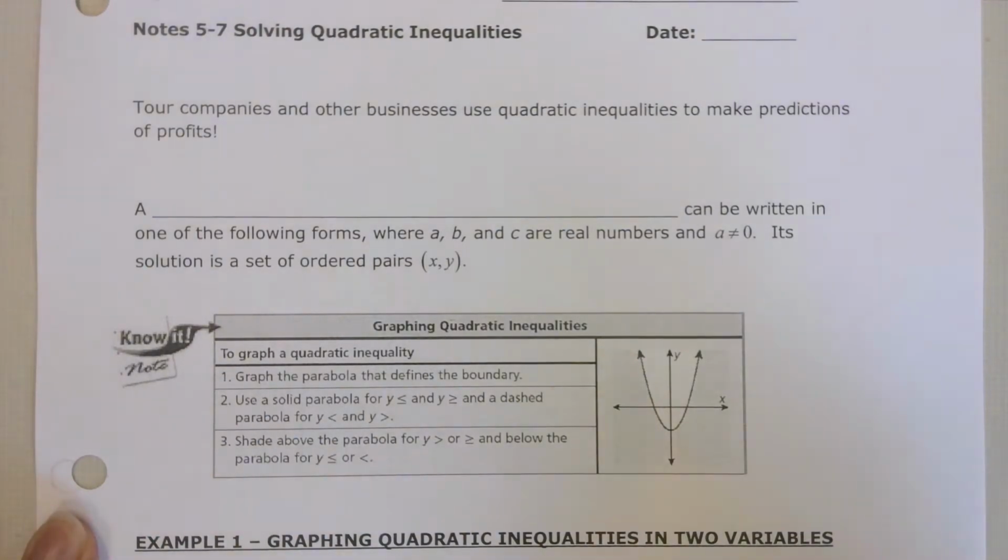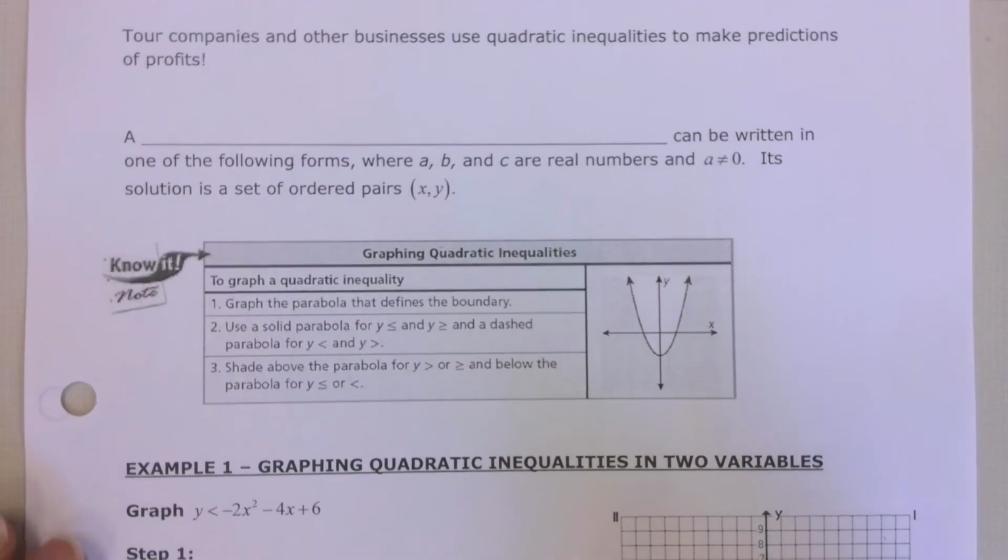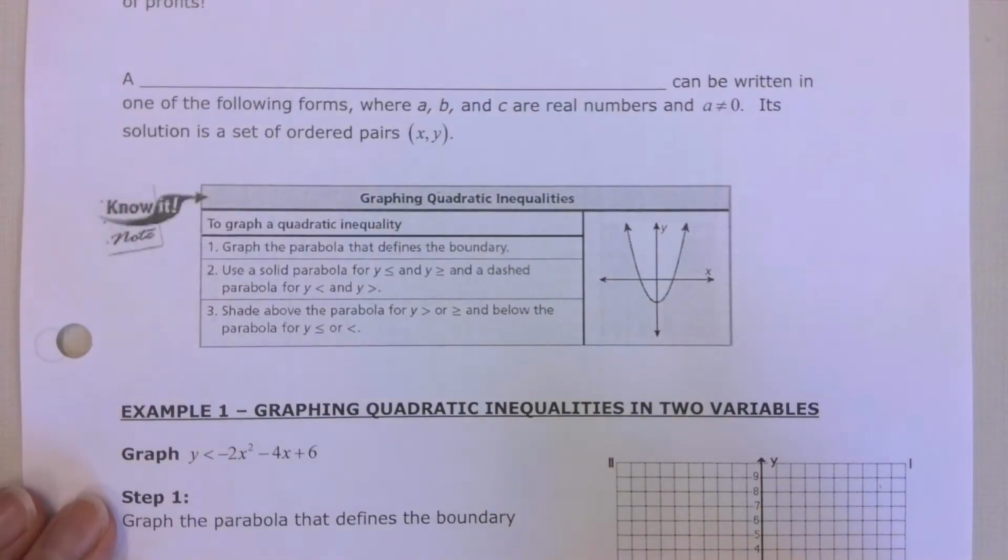All right, today we are focusing on 5.7, solving quadratic inequalities. We are going to look at some examples, and you remember your quadratic inequalities keep all the properties of your linear inequalities, so dashed and solid lines as well as shading. So when we look at this, we want to fill in our notes.